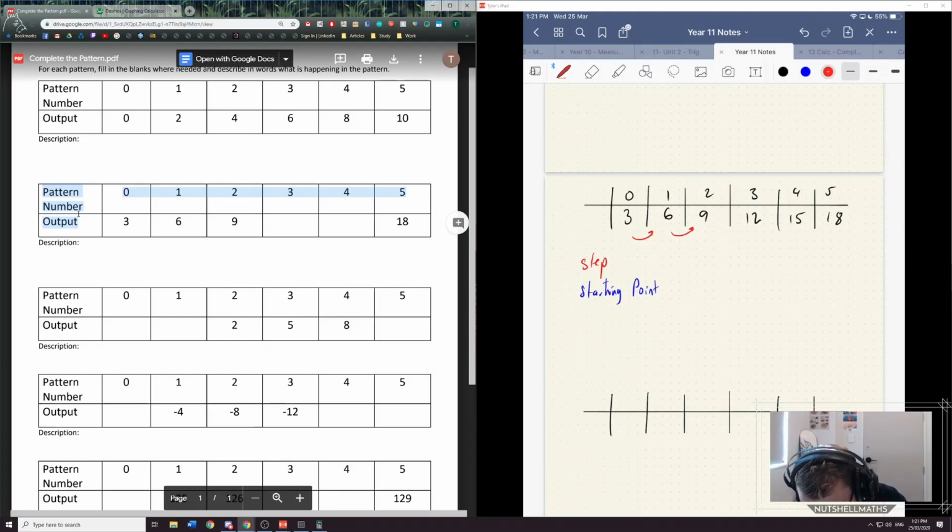So our step is how much we're going up by each time. You can see we're going up by 3 each time. So our step is 3. And our starting point is always at 0, right? Our starting point in this case is 3 as well. So we're going up by 3 and we start at 3.